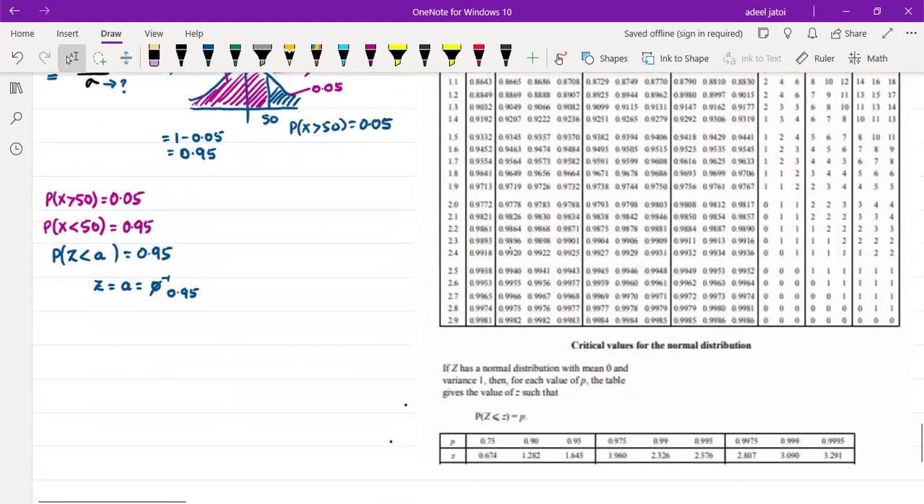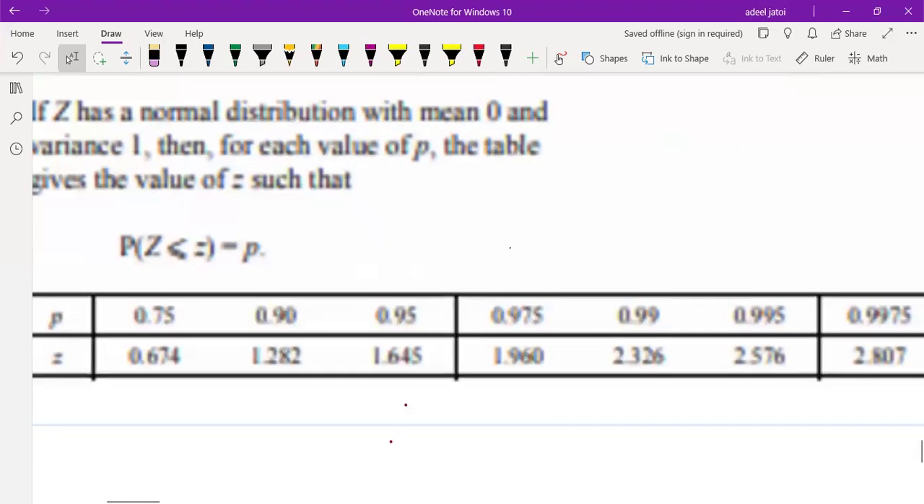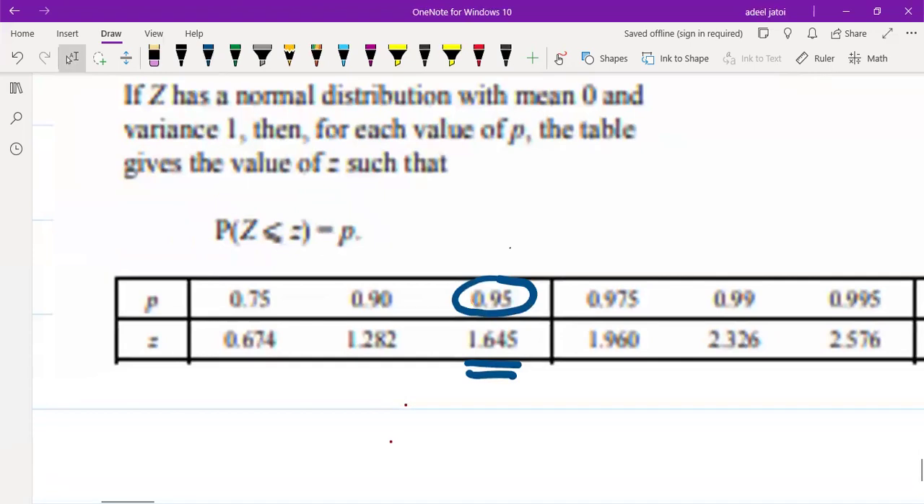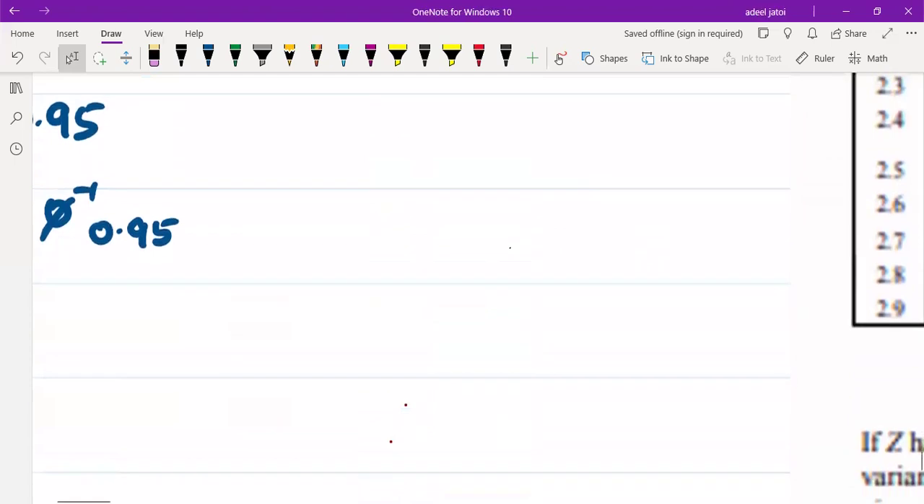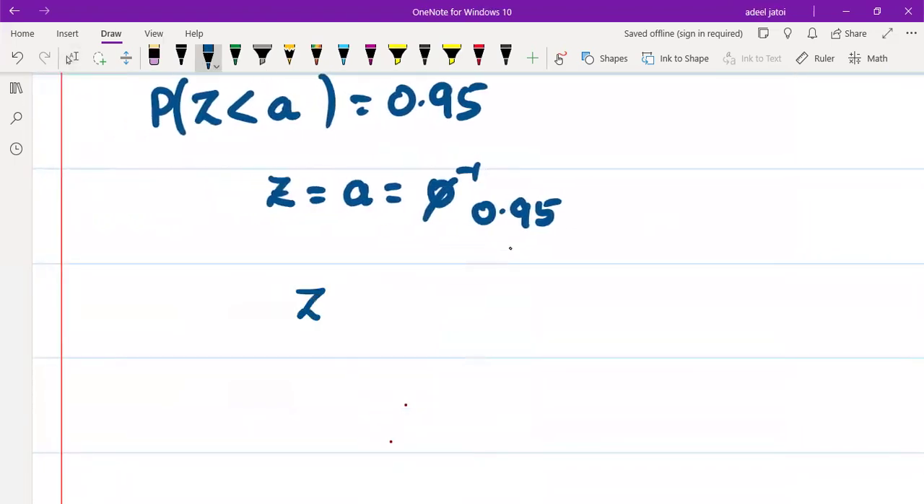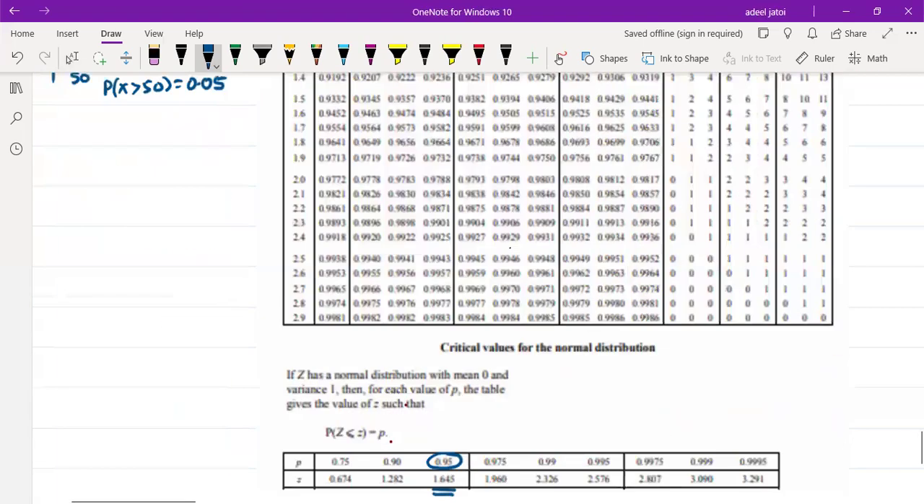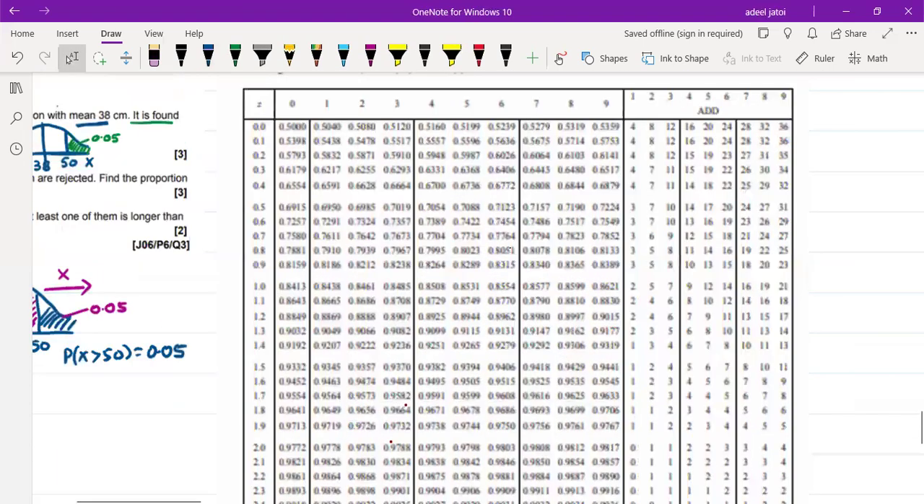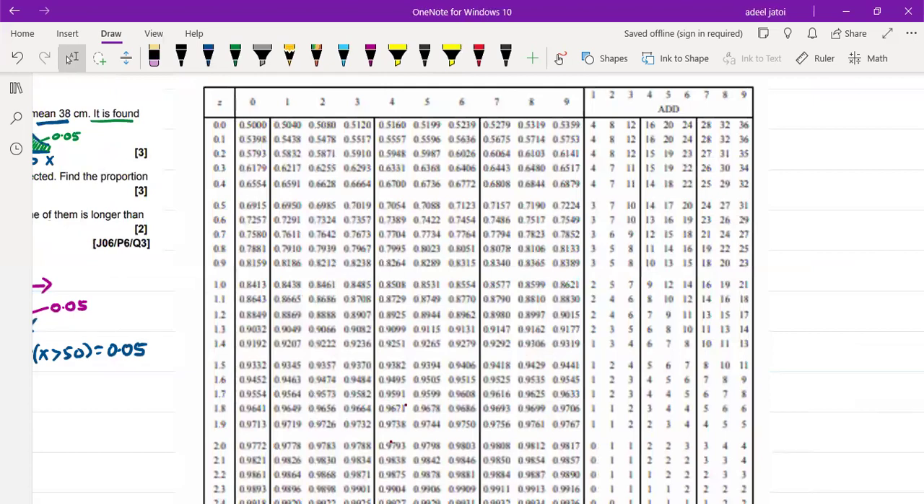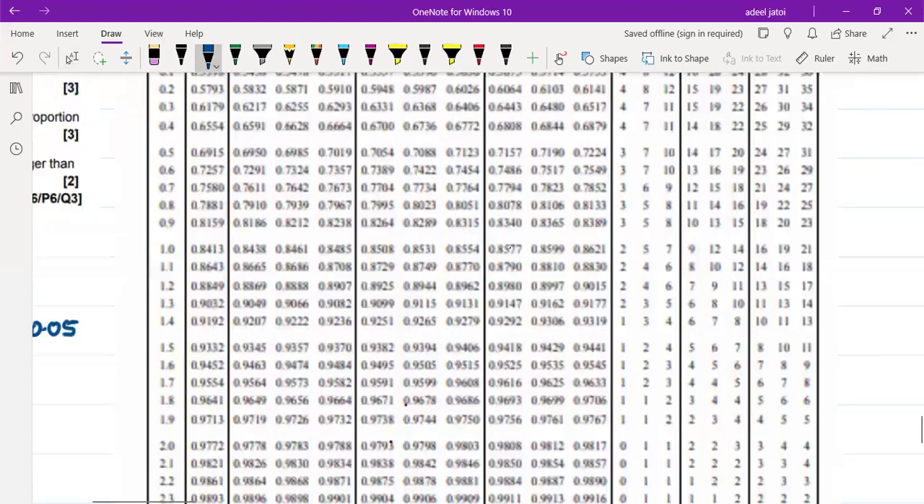Either your answer will be given in the bottom values, which is this: 0.95 is equal to 1.645. Z value is 1.645. So you can directly write down that Z is equal to 1.645. Or you can directly find it through the table. To find the Z value of 0.9500, we need to understand the value less than 0.9500.